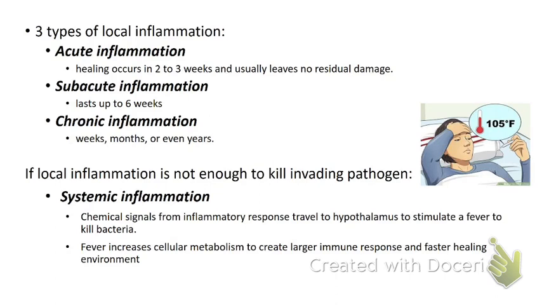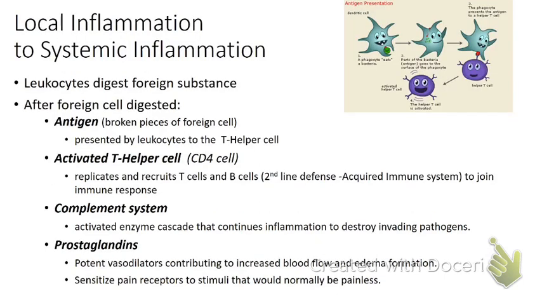Then it sends signals up to the brain and creates a systemic inflammation. So basically now we've got the whole body involved in sending out processes. And that gives us our secondary immune response, which is where we start getting these white blood cells more involved. You get specialized white blood cells sent to the front, okay?